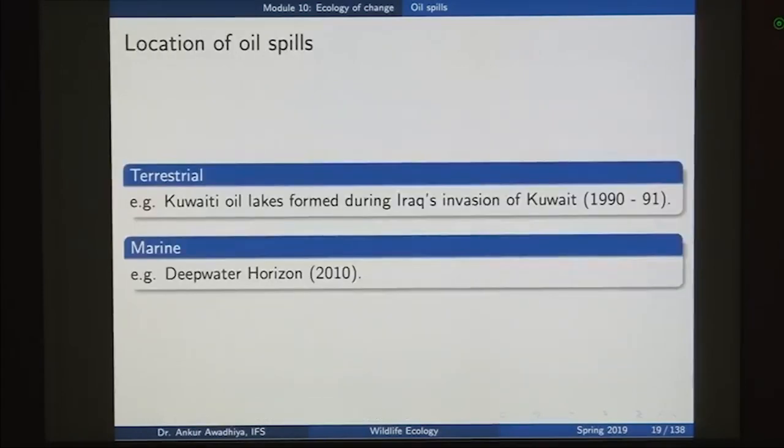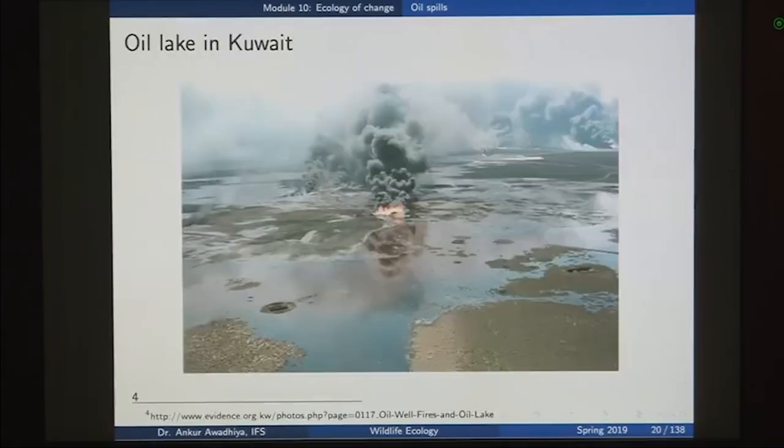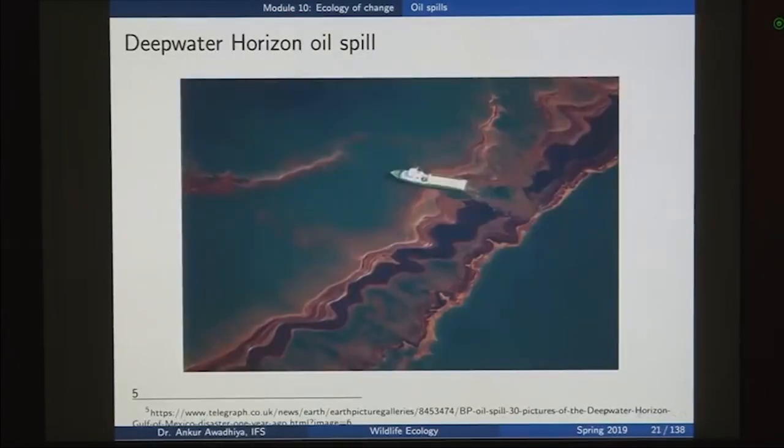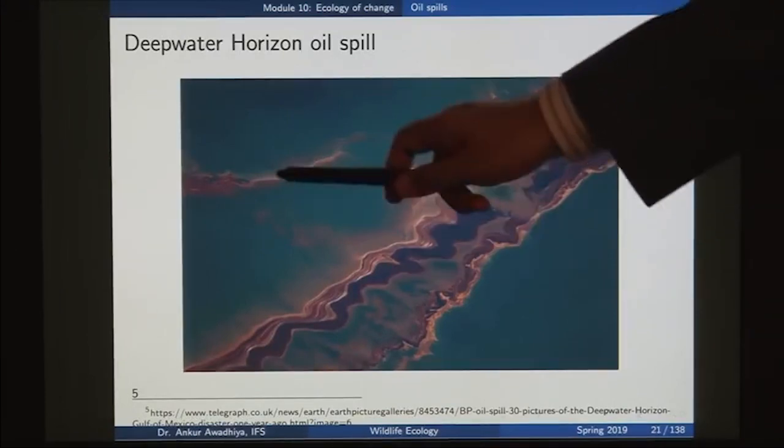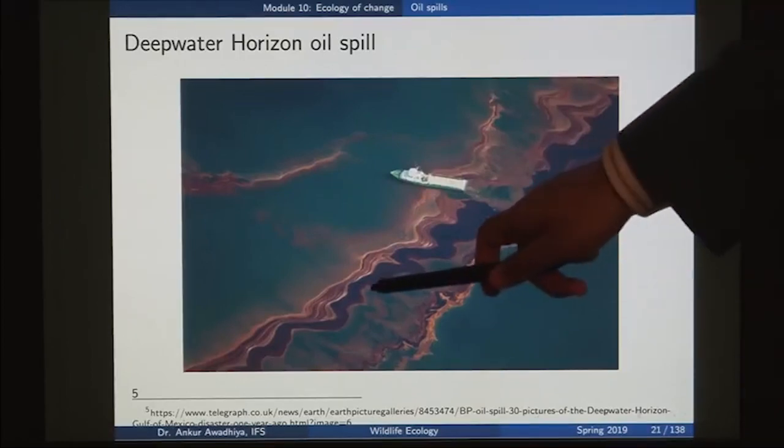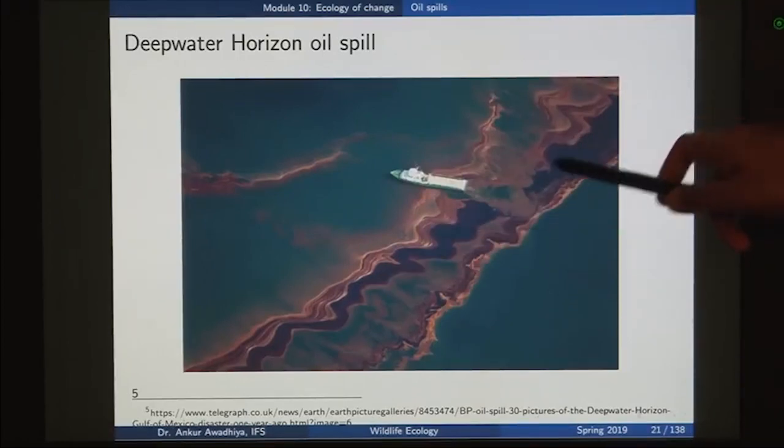The second is a marine oil spill. So, in the case of a marine oil spill, the liquid petroleum hydrocarbons get released into the marine environment. So, they are released into the seas and the oceans. Now, this is an example, the Deepwater Horizon oil spill of 2010. Now, in this case, we observe that here you have the ocean and here you have a heavy amount of oil on the surface of the ocean.